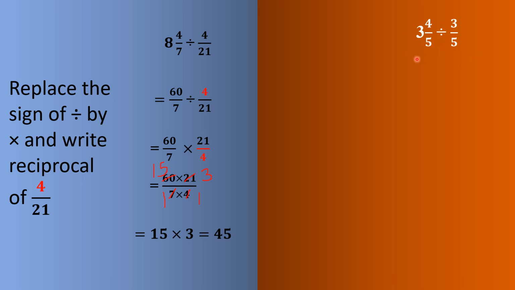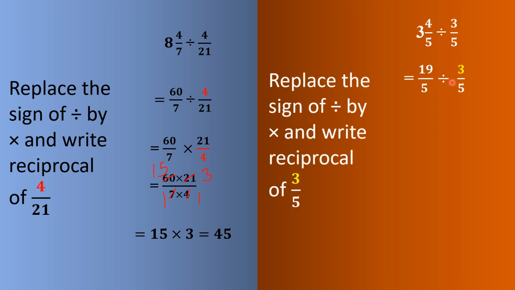Next question is this: 3 and 4 by 5 divided by 3 by 5. Again there is a mixed number, so we will convert it into improper. 5 3s are 15 plus 4, 19 by 5 divided by 3 by 5. Now what will we do? We will just replace the division sign with multiplication and write the reciprocal. So it is your new form of the question: 19 by 5. Instead of division there is multiplication, and the reciprocal of 3 by 5 is 5 by 3.